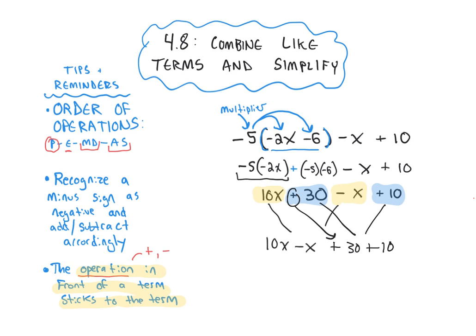And now let's combine. If I have 10 x's and I subtract 1, I've got 9 x's. If I've got positive 30 plus 10, that's a positive 40. And I'm done. There's no other math I can do to this. Those are not like terms, so I cannot combine them. So I have a beautiful 9x plus 40.